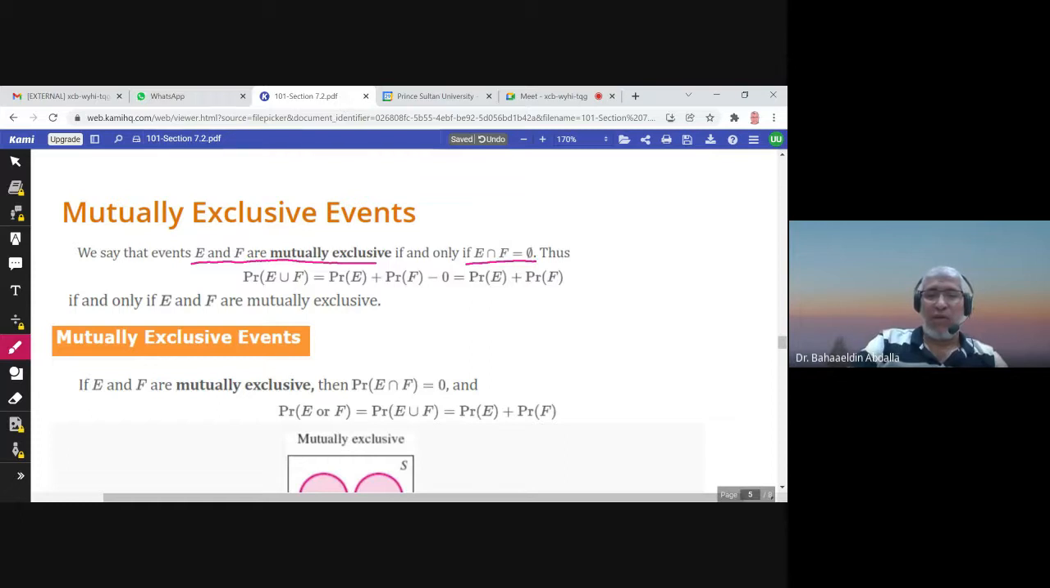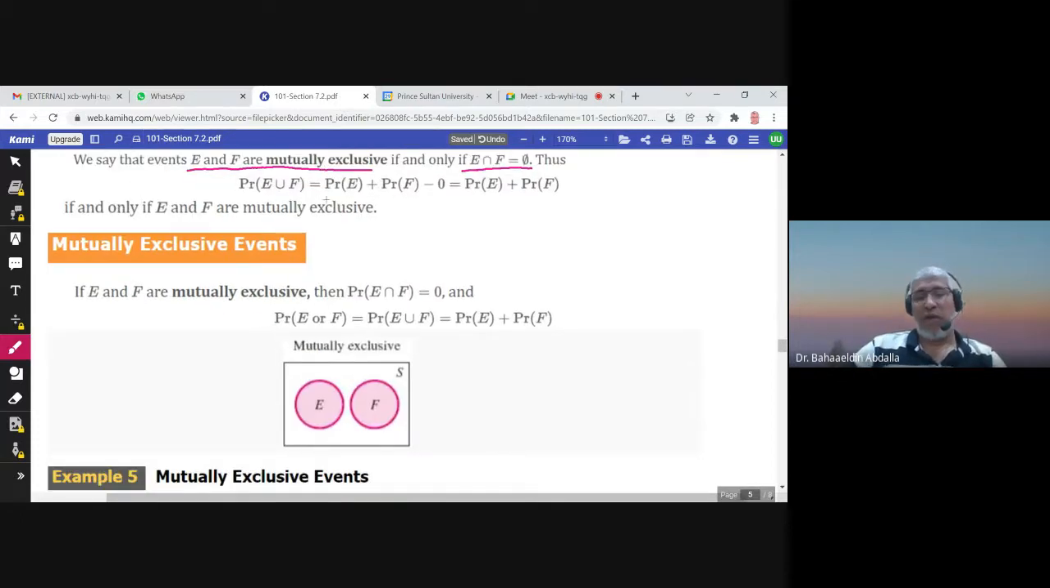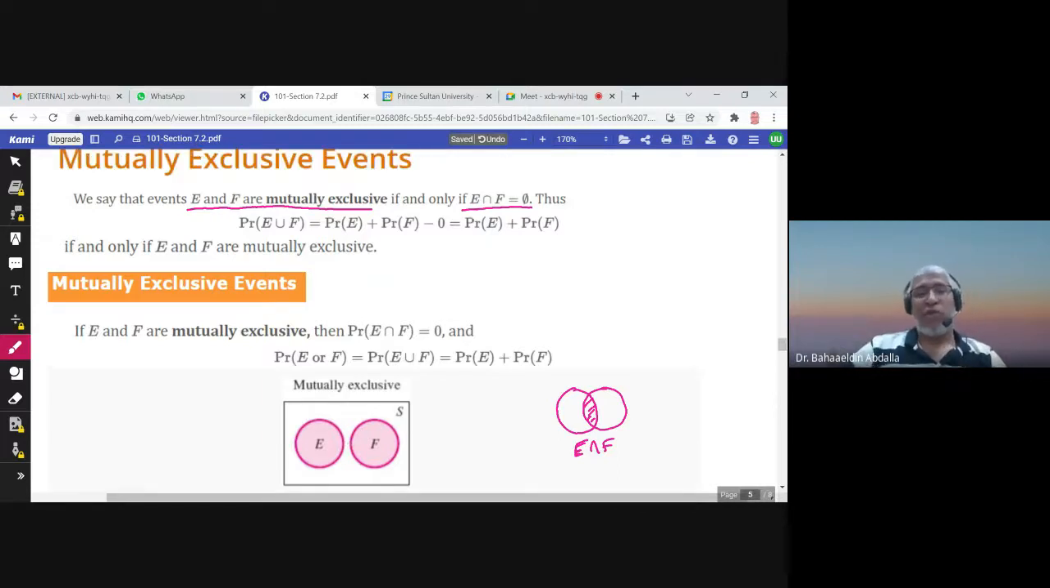Look here to this Venn diagram. This is E, this is F, nothing between them. So we usually have E like this and F like this, and this region is the intersection. But in this case, there is no intersection between E and F. So we call them mutually exclusive.